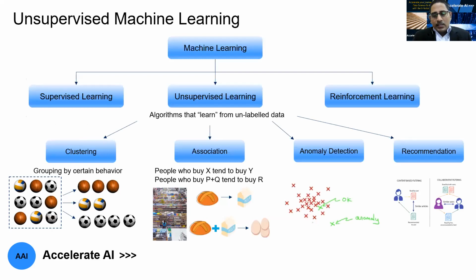Unsupervised machine learning is where algorithms learn from unlabeled data. We have supervised, unsupervised, and reinforcement learning. In the unsupervised one, the algorithms learn from the unlabeled data. There are different techniques as part of it: clustering, association, anomaly detection, recommendation, and so on. If we look specifically at clustering, you're trying to group by certain behavior and categorize them. Whereas when you look into association, the scenario is different. You're trying to identify that people who buy X tend to buy Y, and people who buy P plus Q tend to buy R. That's what we are trying to understand as part of it, and that's where association comes into the picture.